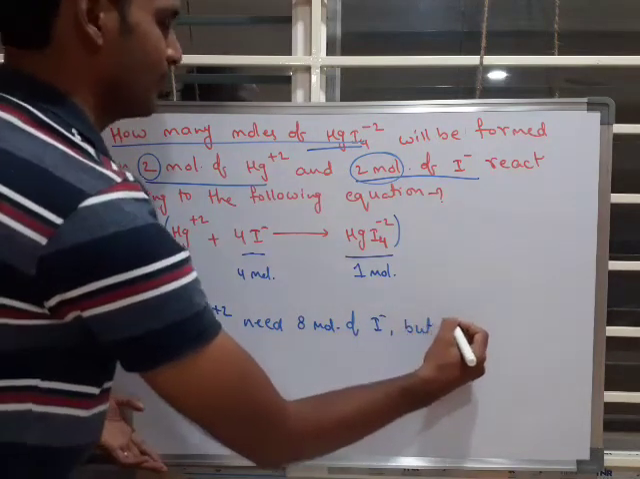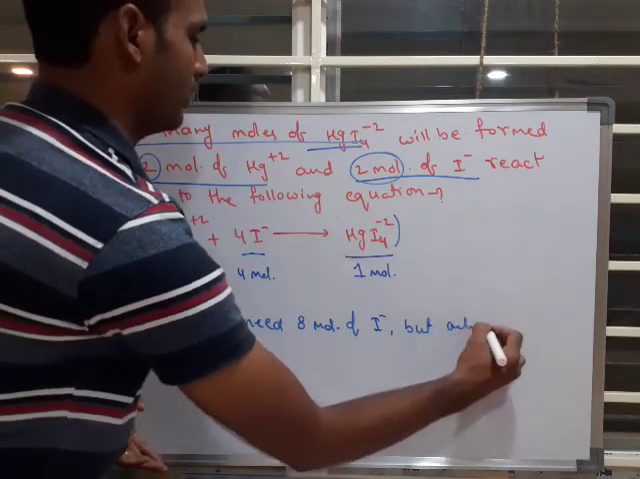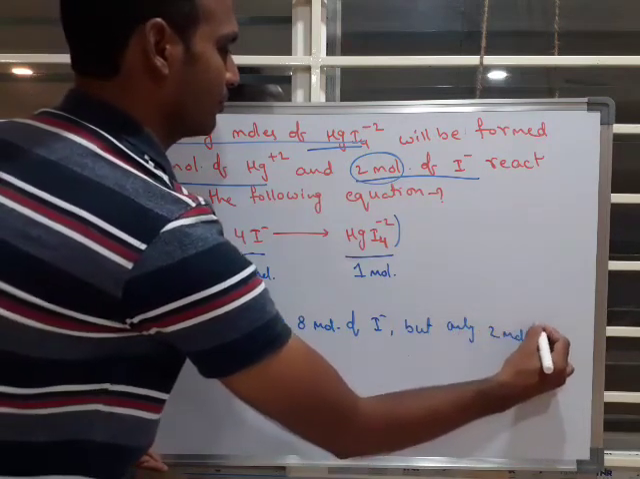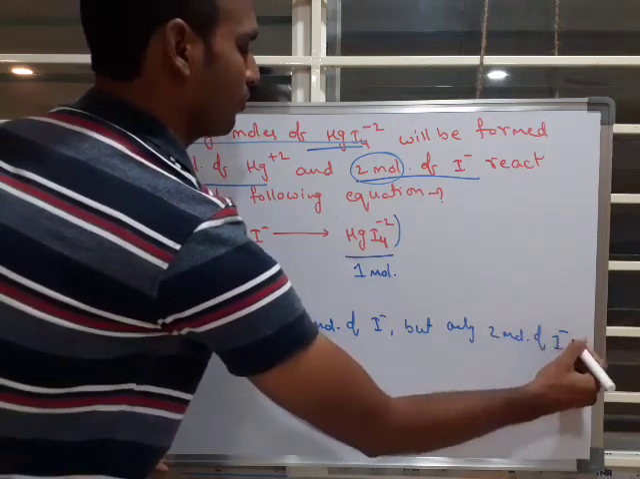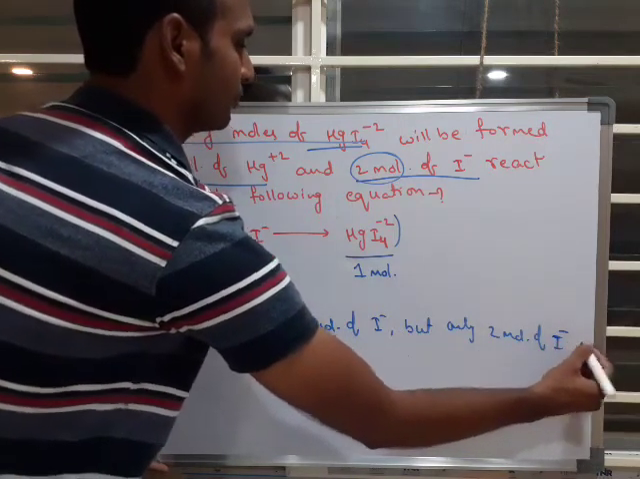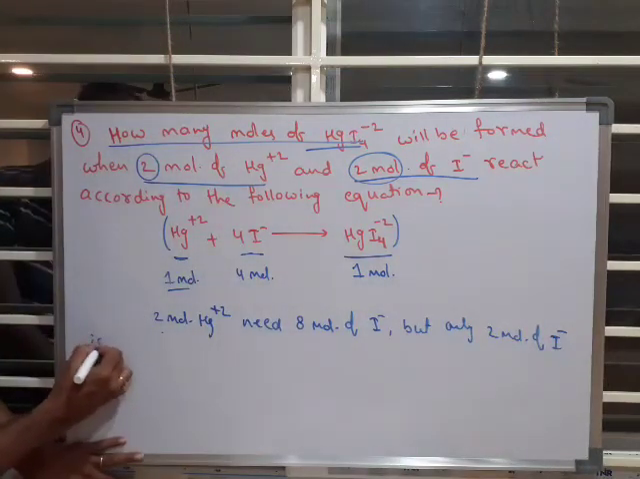But how much I minus is given? Only 2 moles of I minus is given.